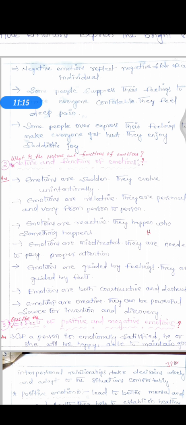Emotions involve unintentionally. I have explained this very clearly now. Emotions are sudden happenings, not expectations. They involve unintentionally, whether love, pride, arrogance, negligence, or whatever it may be: anger, hunger, worry, fear. These things, they involve unintentionally.